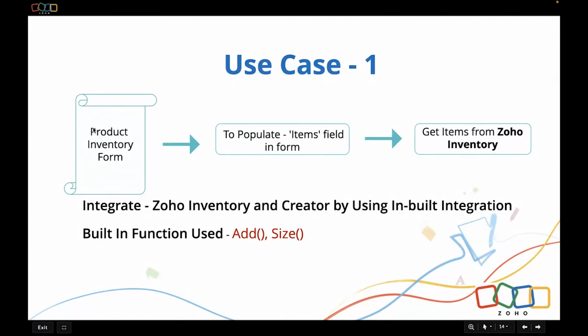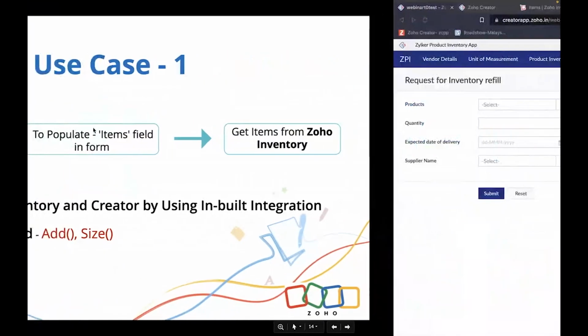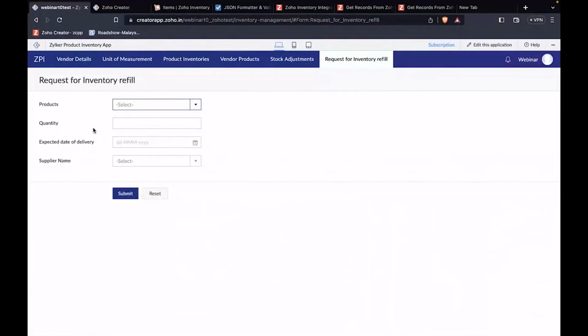We can do that by using the inbuilt integration task that is available for us. We'll also be using in this process the built-in function as well. So for us to first start with the integration, we need to go ahead into the microservices and start a connection between Creator and Inventory. I have now already connected both the applications.